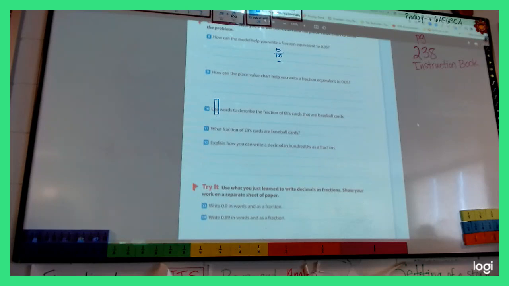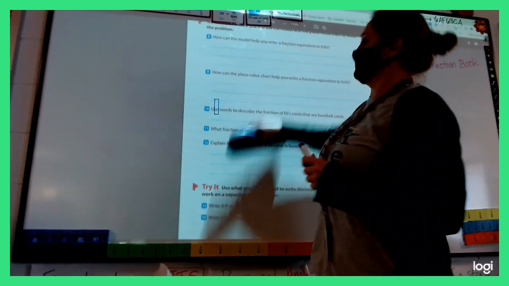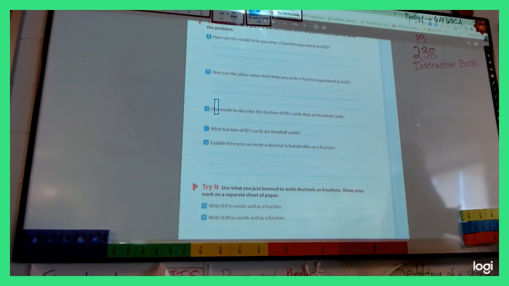All right, pencils ready? I've got my marker ready. Number 8. How can the model help you write the fraction equivalent to 5/100ths? We just talked about it. What do you guys think? How did the model help?